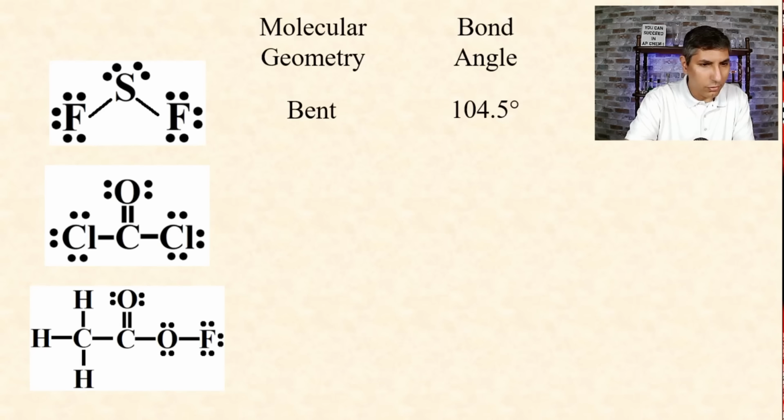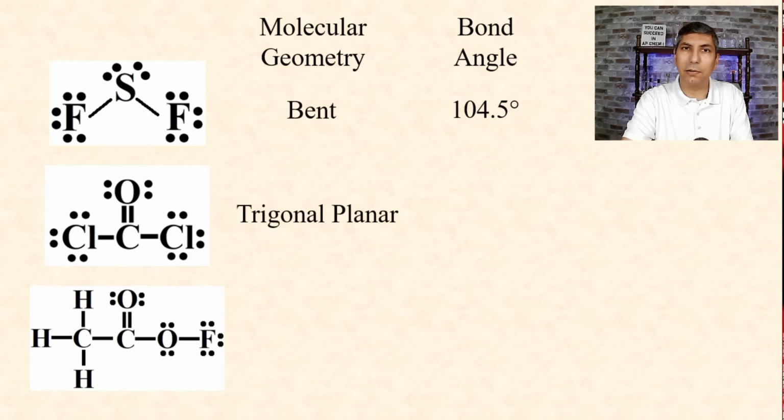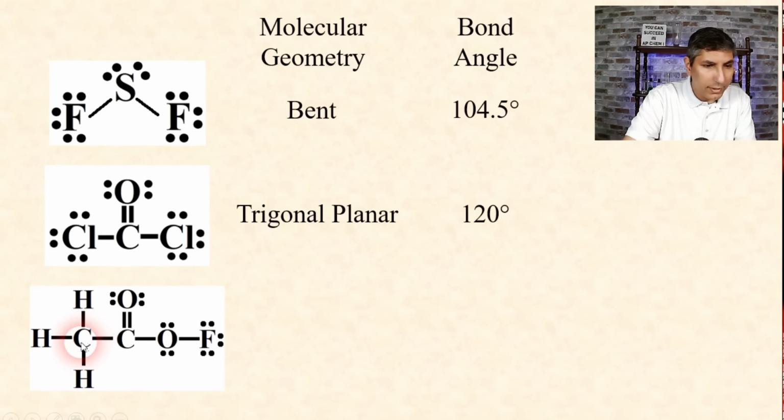Now, the second structure, it looks like we have a total of 3 bonding regions, 1, 2, 3. It's bonded to 3 atoms. 0 lone pairs, so 3 and 0 is trigonal planar, and that bond angle is 120 degrees. Now, on the next one, we have 3 central atoms, so there are actually 3 molecular geometries. You have to be able to describe all of those. The first one is 4 bonding regions and 0 lone pairs, so that's tetrahedral. And then the next one is trigonal planar again.